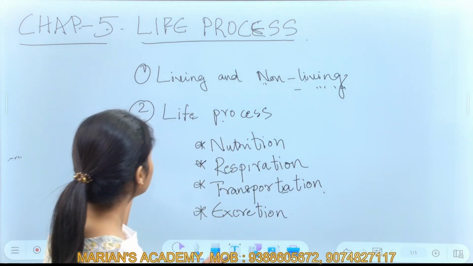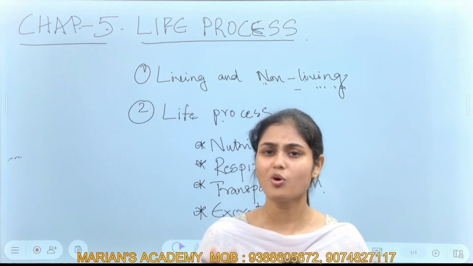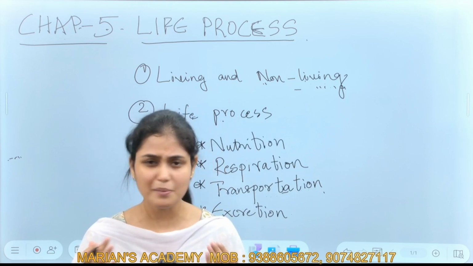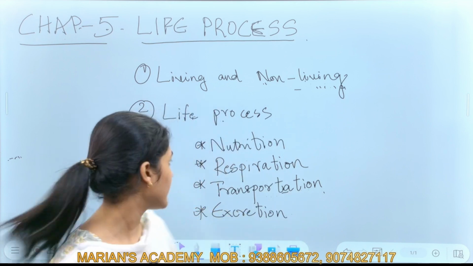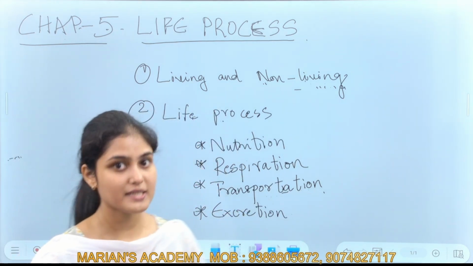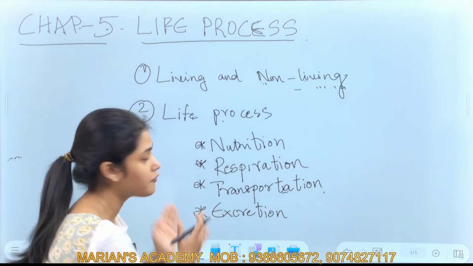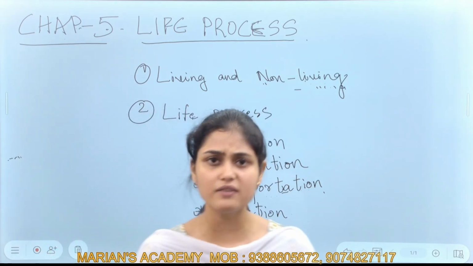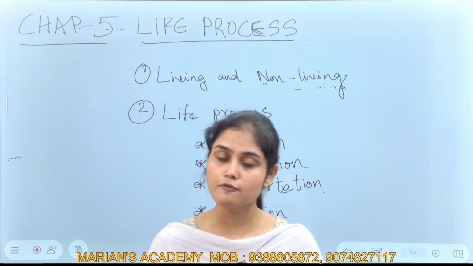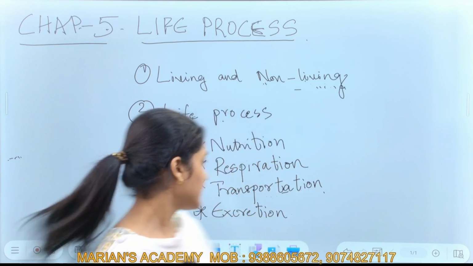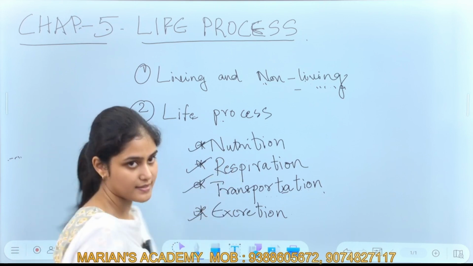So first is living and non-living. We just want to find the difference between what is living and what is non-living, some basic things, and how we can link that to life processes. Then some important life processes. In major cases we have only these 3-4 life processes in all living systems, whether it is plants or animals, that is nutrition, respiration, transportation and excretion.